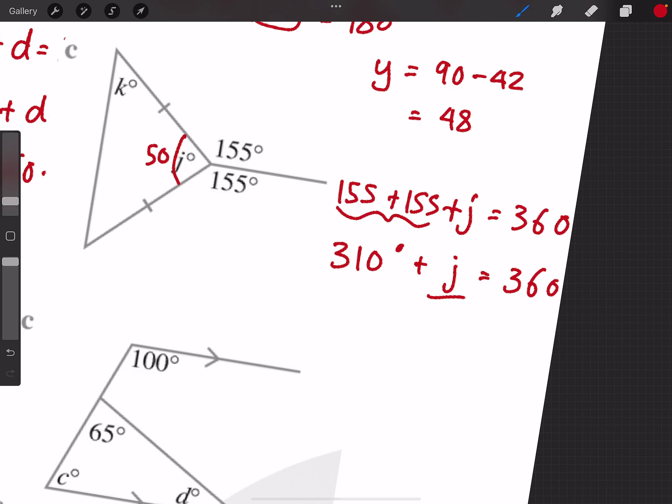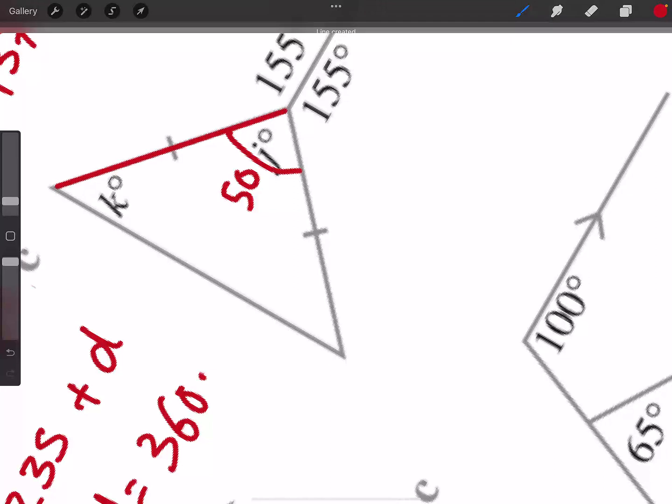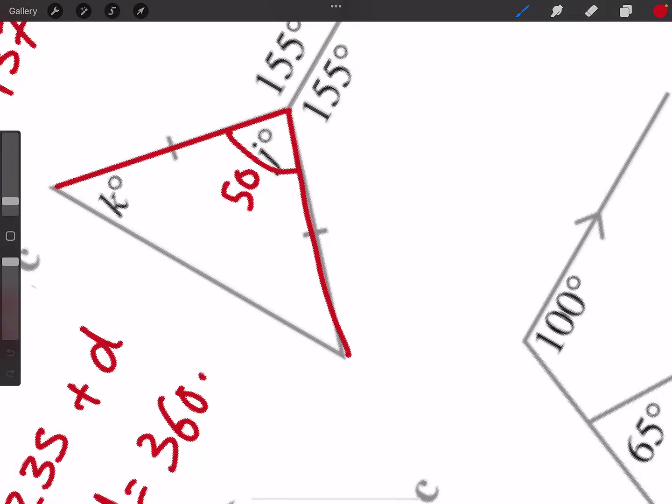Now to find K, we have to acknowledge the fact that this is an isosceles triangle. They both have the same length, therefore this will be the same as this. So this is K as well.